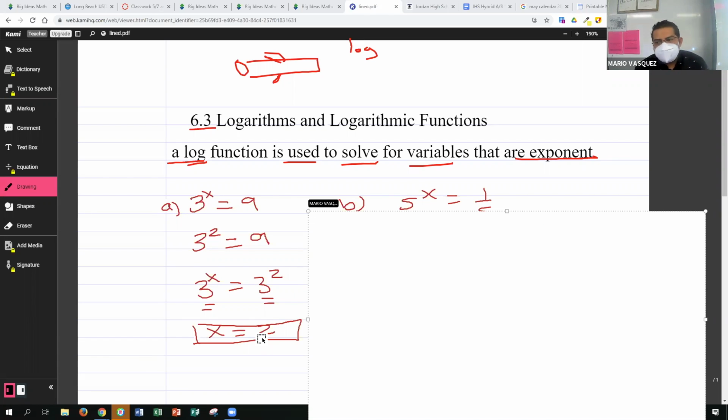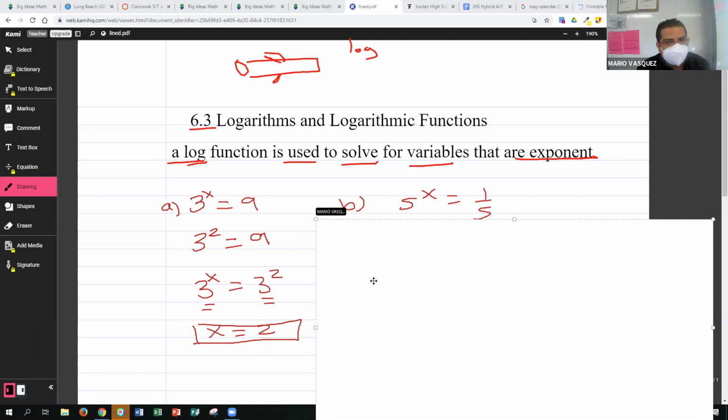What did I do here? I should say one number raised to the power will give me 9, right? And it's 2 because 3 squared will be 9. Sometimes we can guess, you guys. Sometimes we can't. We have to use logs. In this case, we could guess. Next. 5 to the x equals 1/5.